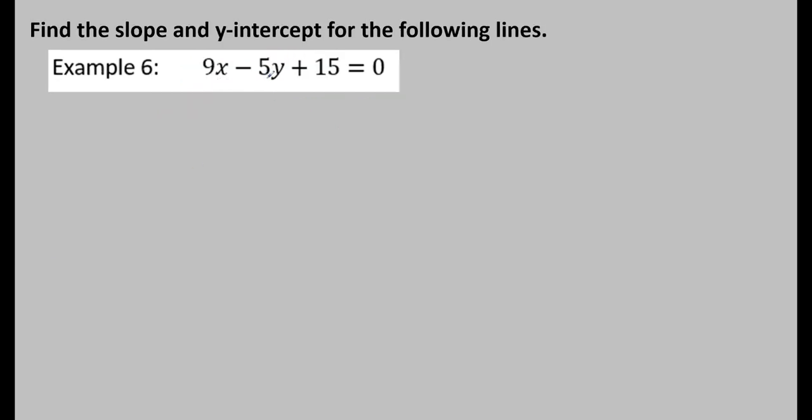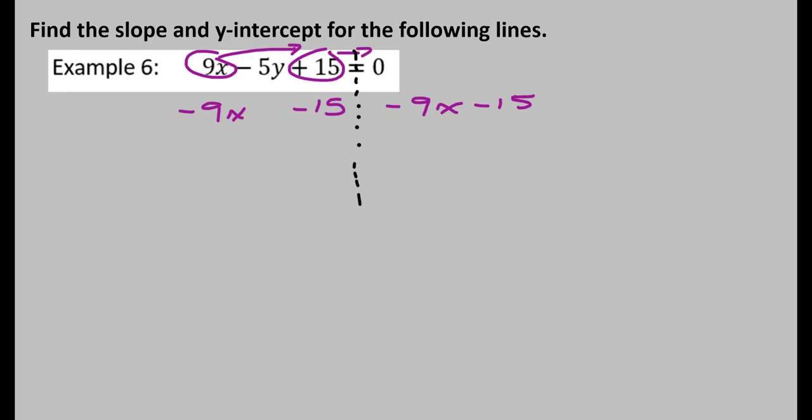Next one, 9x minus 5y plus 15 equals 0. Anytime it's equal to 0, I have to bring the 9x over, and I have to bring the 15 over by doing the inverse, which is, in this case, both of them are subtract. So you can do that all in one step, minus 9x here, minus 15 here, and then on the other side of the equal sign, I have to do the same thing, minus 9x minus 15. And if you still need to keep drawing your wall, that's okay too. You can keep doing that.